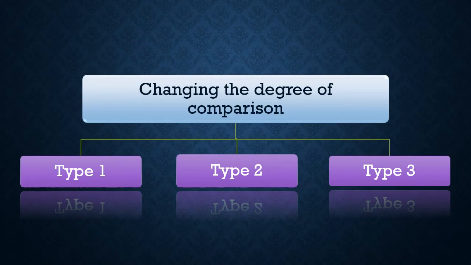Now, let us move to the topic changing the degree of comparison, which is very important for your syllabus. I have divided this into type 1, type 2, type 3. And now I am going to give you the trick by which you can solve any type of change the degree of comparison questions in your question paper. Mark my words, you can solve any type of change the degree question if you clearly understand the video I am presenting in front of you.